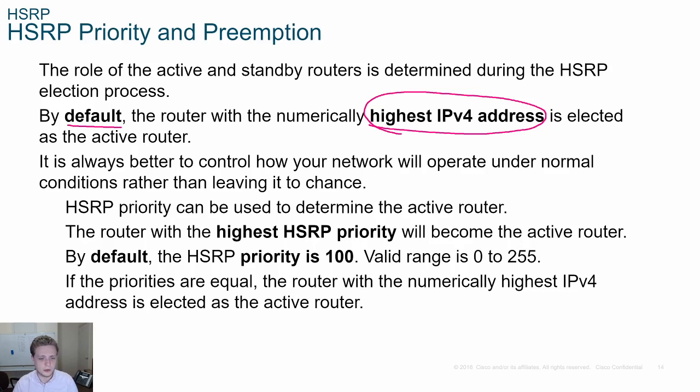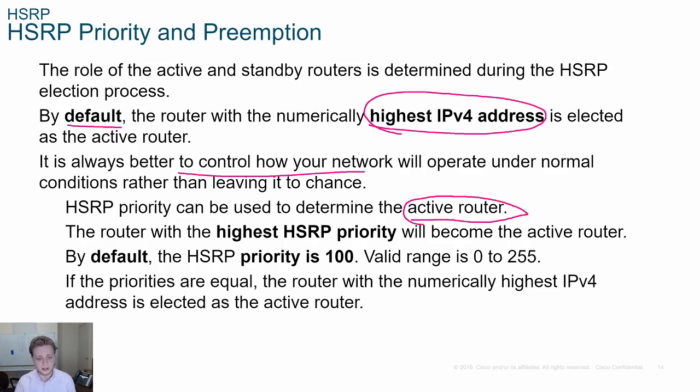It's always better to control how your network will operate under normal conditions rather than leaving it to chance and not really paying attention. So we really want to be specific in how our network is going to work, and we need to know how it's going to operate when things fail. So HSRP can be used to determine the active router.